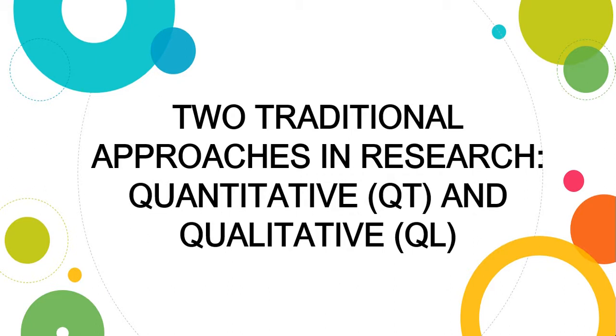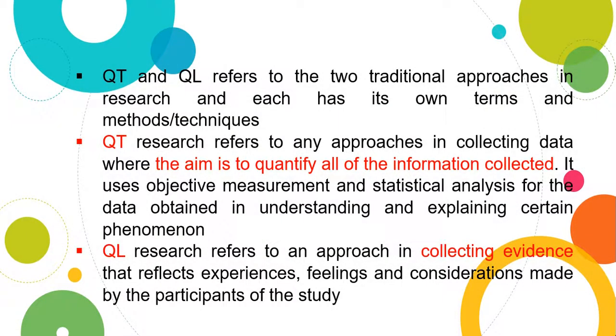And then we come to the traditional approaches in research, which are the quantitative and qualitative. When you are doing the research, you may choose whether you want to do analysis in quantitative or in qualitative. And sometimes you can use both quantitative and qualitative in your research. Let me go through briefly what is quantitative research. Basically the aim is to quantify all the information collected. I will explain and show you further the definition in the video. While qualitative is about collecting evidence.